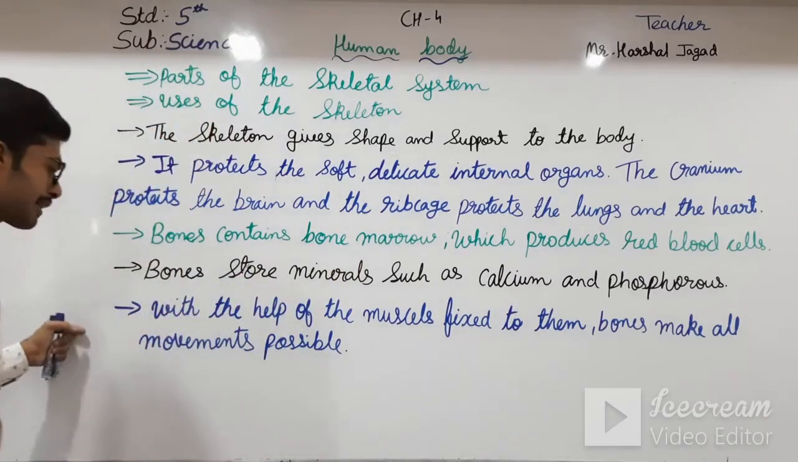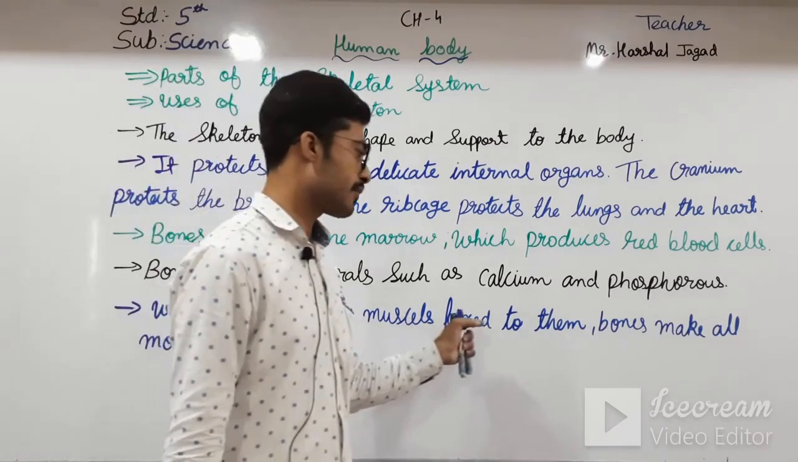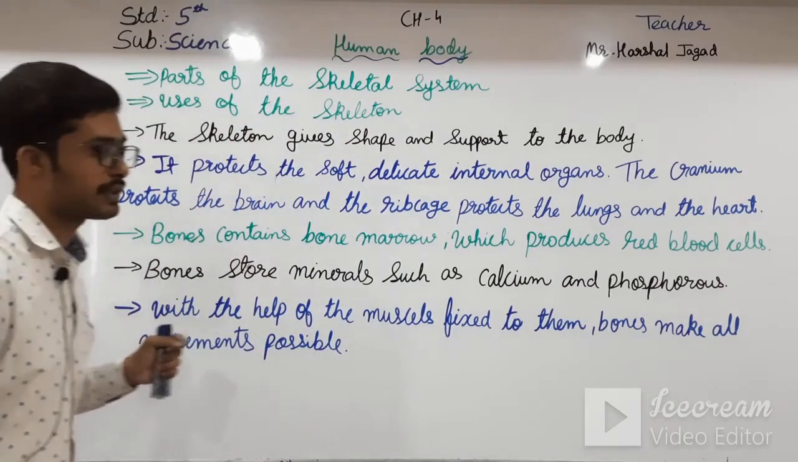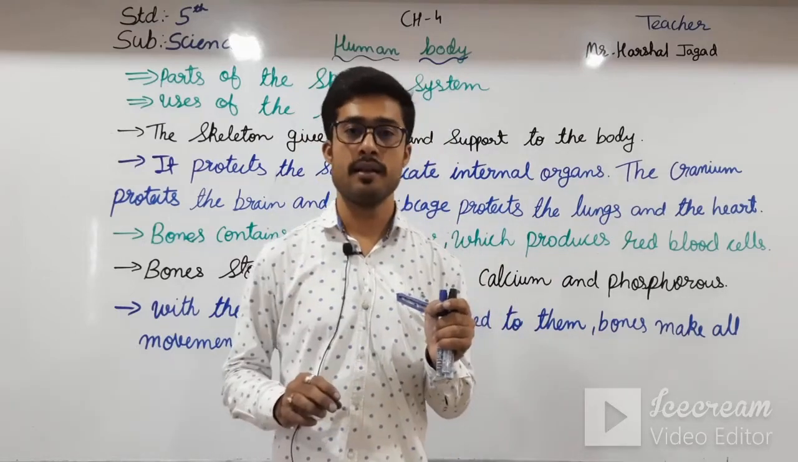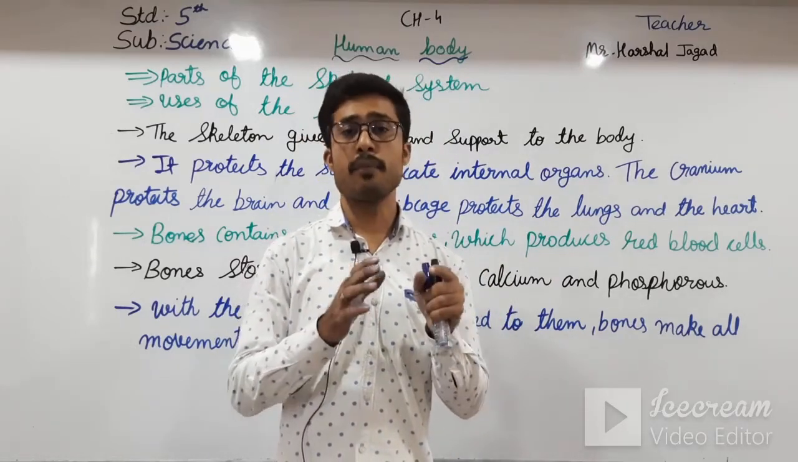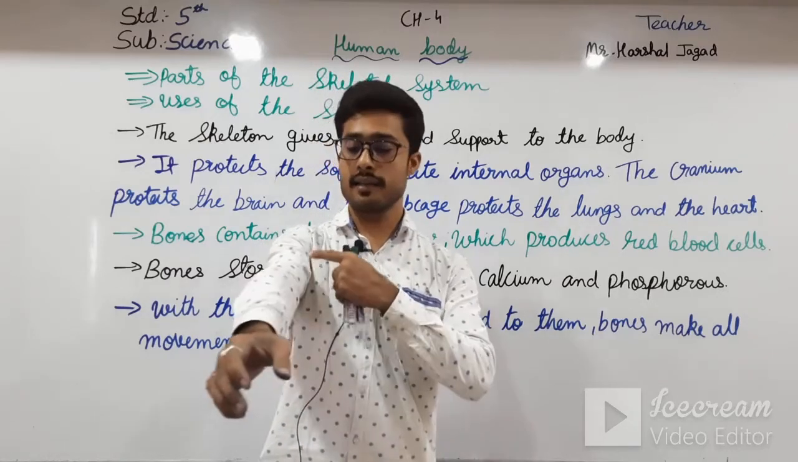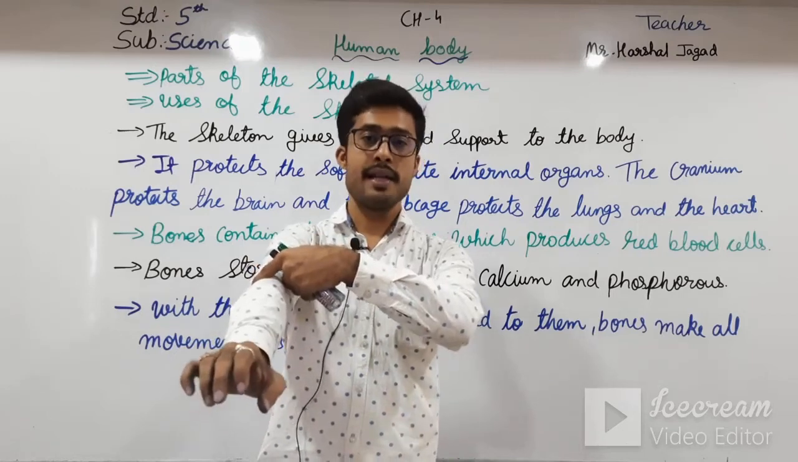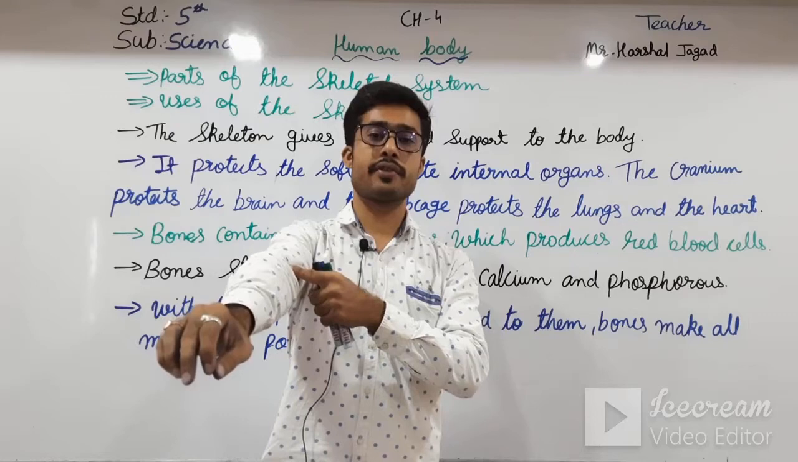Okay students, and next and the last is with the help of the muscles fixed to them, bones make all movements possible. See here, if the bones are not movable, means bones are not jointed, then the hand will be straight only. If there is no joint over here, then we can't do this. Your hand will be straight only.